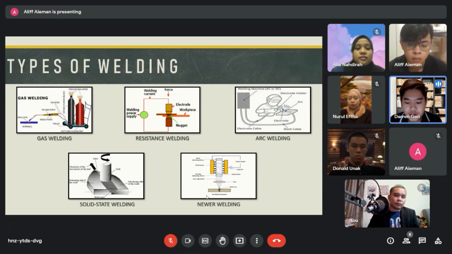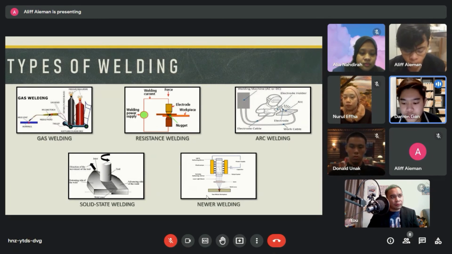And the last type is solid state welding, a class of joining technique in which the joining surfaces coalesce without melting, by the application of pressure, with or without the use of heat. Next.